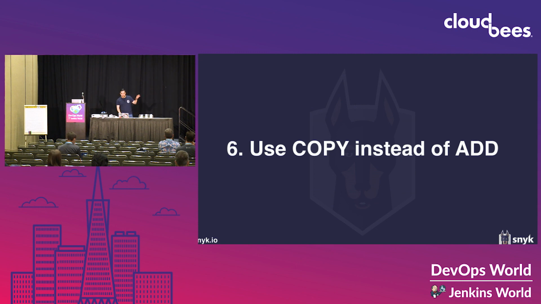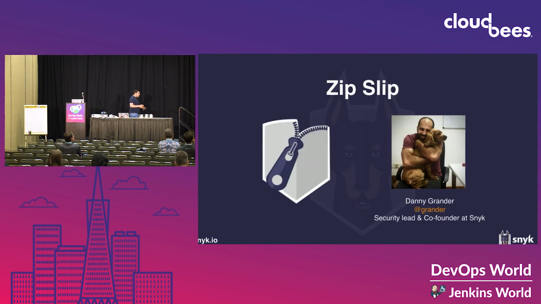I won't give you too much more because I'm going to ask you about where this vulnerability exists in my code in just a second. This vulnerability was coined as Zip Slip by Danny Grander, who is our security lead at Snyk. As part of our project, we do a lot of open source community work, and as part of that, we do a lot of research in vulnerabilities. Zip Slip is an interesting arbitrary code overwrite.